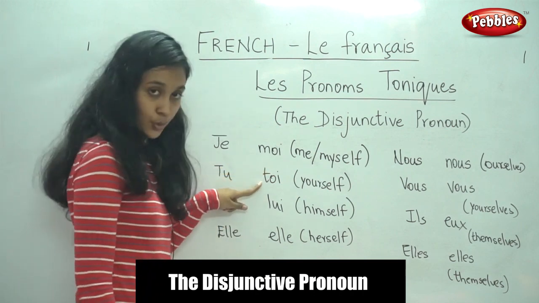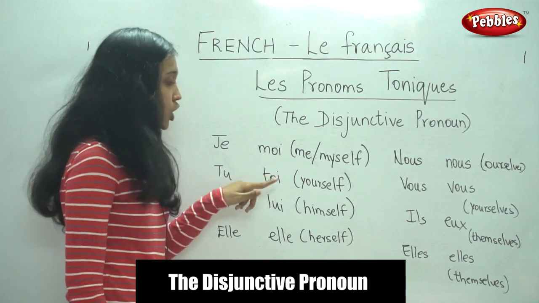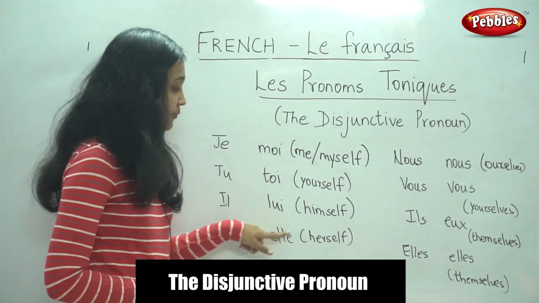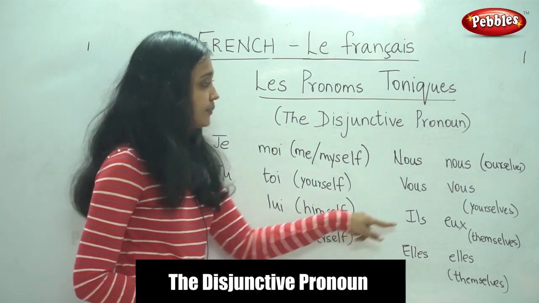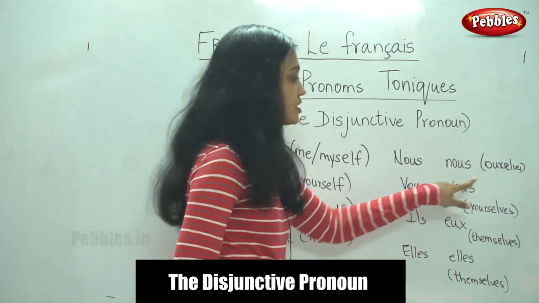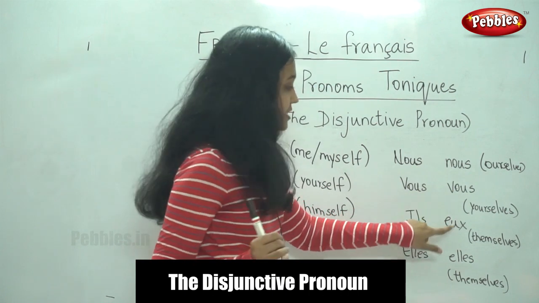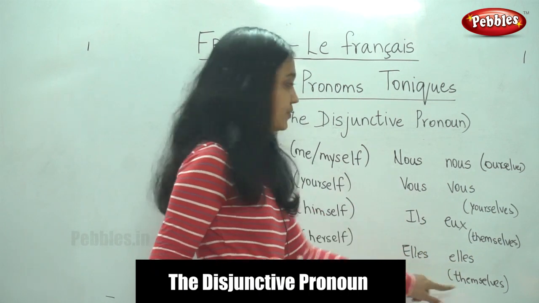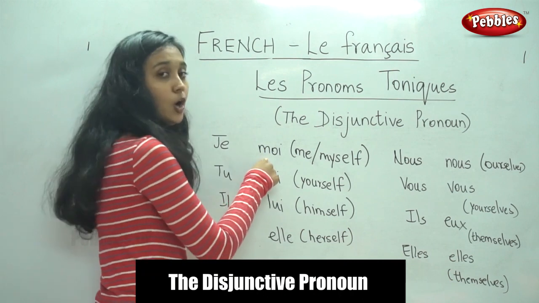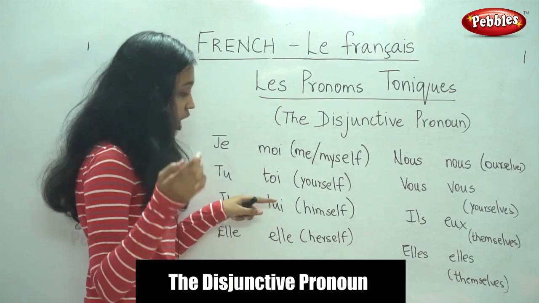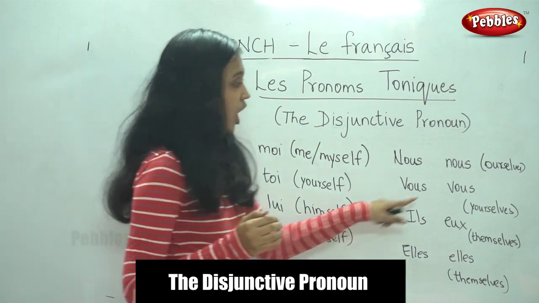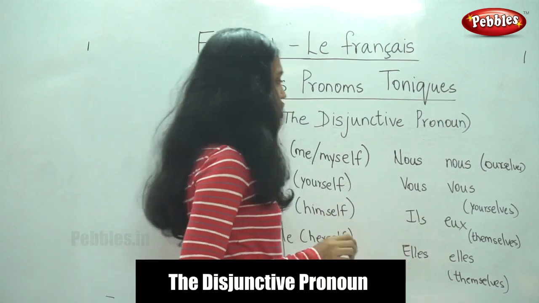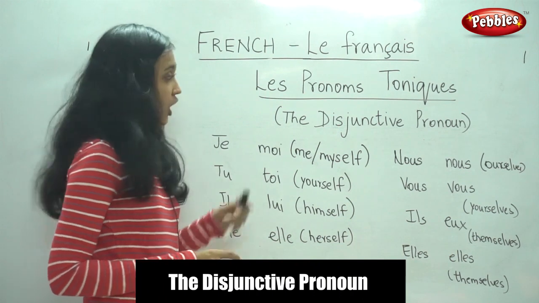Moi, toi. Moi means myself. Toi means yourself. Lui means himself. Elle, herself. Nous, ourselves. Vous, yourselves. Eux, themselves. Elles, themselves. So, once again, just say this along with me. Moi, toi, lui, elle, nous, vous, eux, elles. So, shall we see some examples of sentences using the pronom tonique?